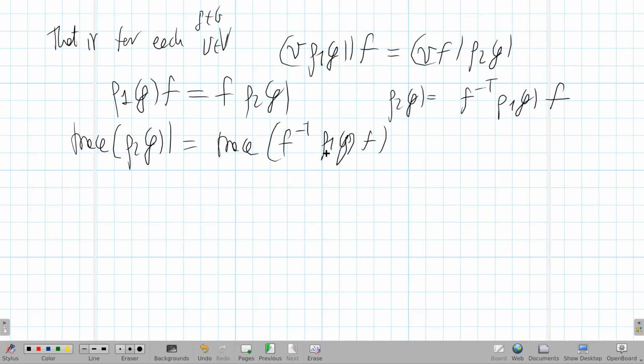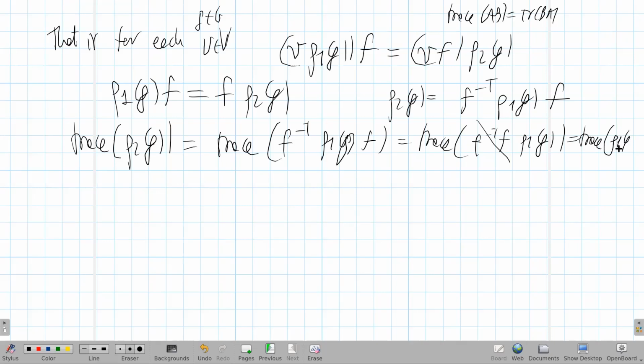Remember, that does not mean that if you remove the trace, you can switch the order of elements, because matrix multiplication is not commutative. But this is what happens. This property, that trace AB equals trace BA. So you can switch F with this inside the trace, and of course this cancels, and so you will find trace rho 1 of G.